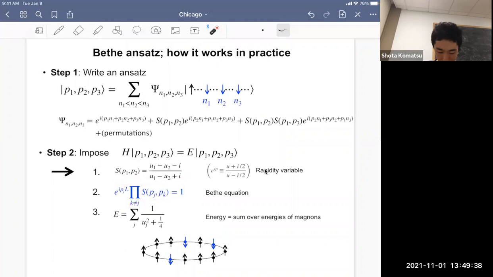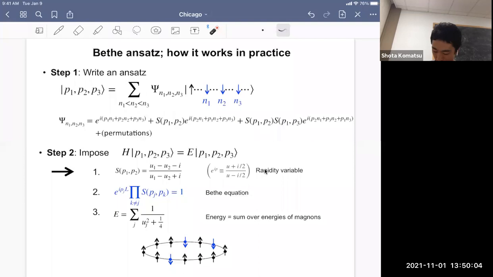And so this equation, if you forget about this S part, then it's just a standard periodicity condition for the plane wave. And if you include this S part, it has a nice physical interpretation. The physical interpretation is that you pick one excitation and move it around the spin chain side, then from the propagation, you get this factor.